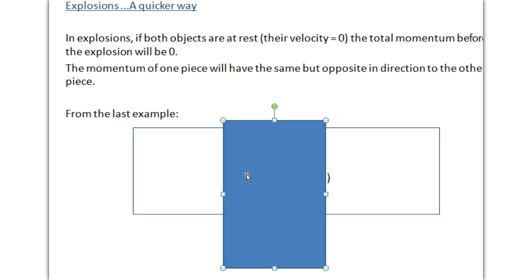Alright, just so that doesn't distract you. There is a quicker way to look at explosions. In explosions, if both objects are at rest, their velocity is 0. The total momentum before the explosion will be 0. And the momentum of one piece will have the same magnitude but opposite direction to the other piece. So, again, the condition on this is if both objects are at rest and their velocity is 0.